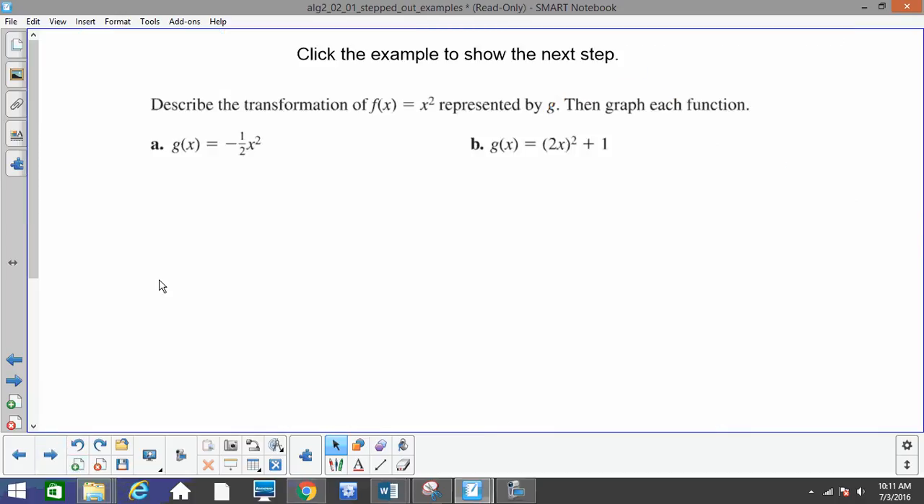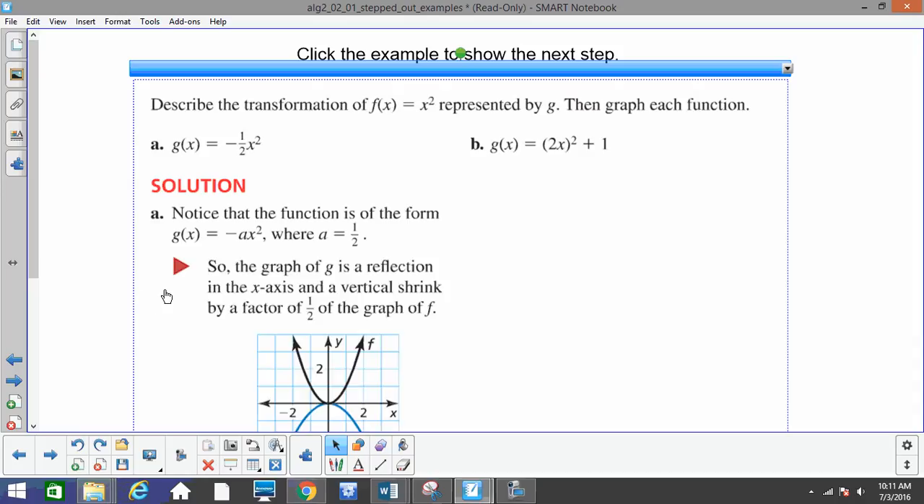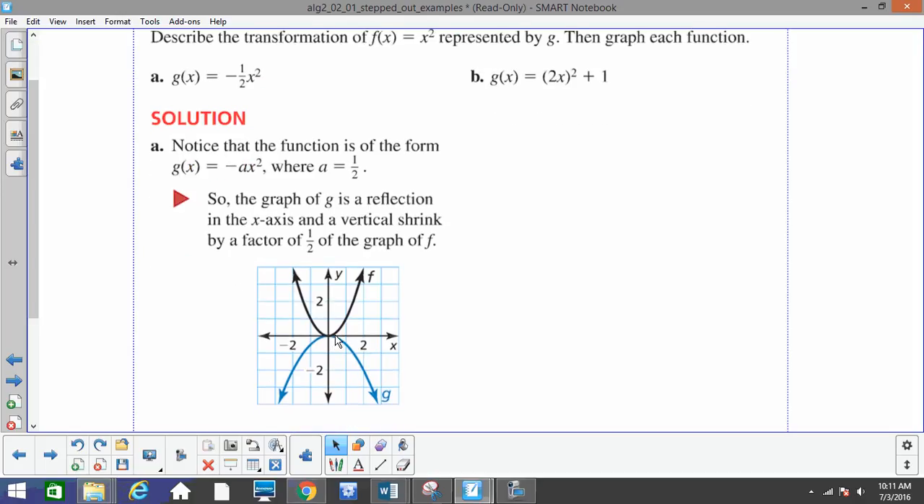So let's go ahead and try these one. The first one is, I notice that negative sign in front and the 1/2. Yep, so A is going to be 1/2. And if you graph it, which they have here, it's going to be a reflection because of that negative sign and a vertical shrink by a factor of 1/2.